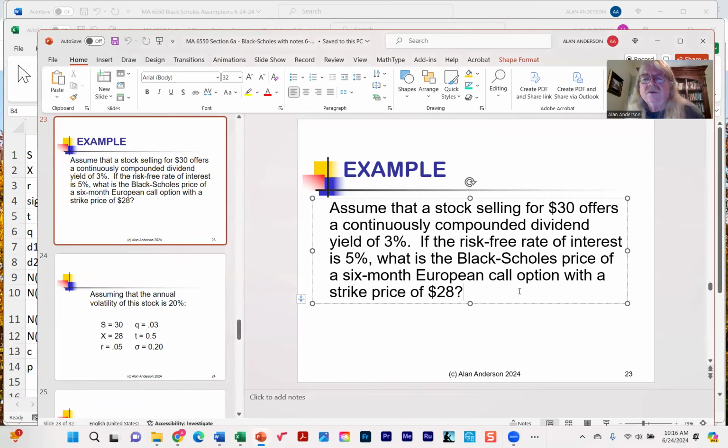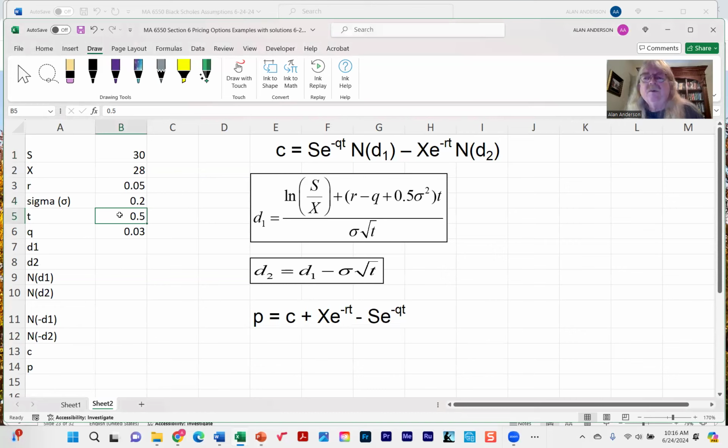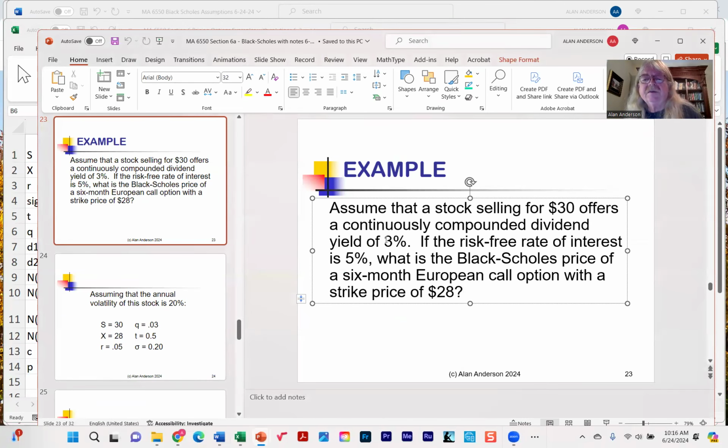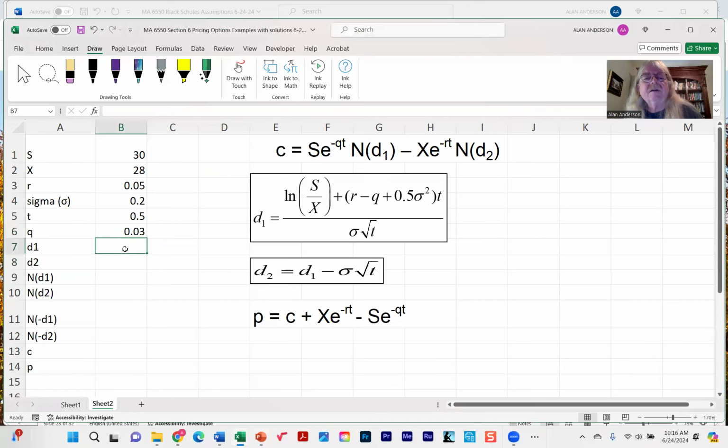And then we also are told it's a 6-month option. Okay. So remember, time is in years. So therefore, we call this 0.5 for 6 months. And the dividend yield is 3% right here, continuously compounded.